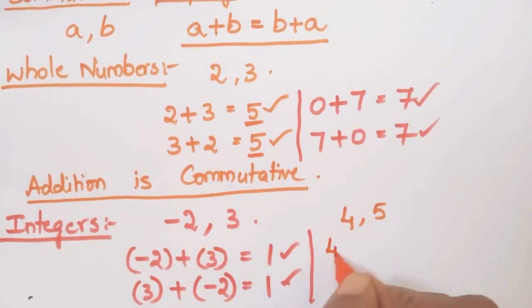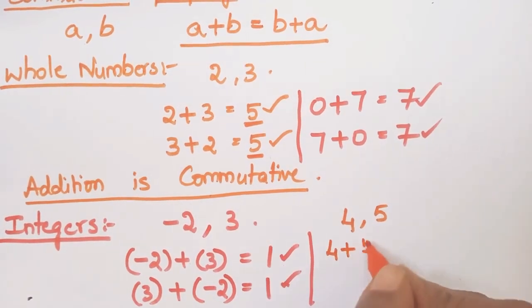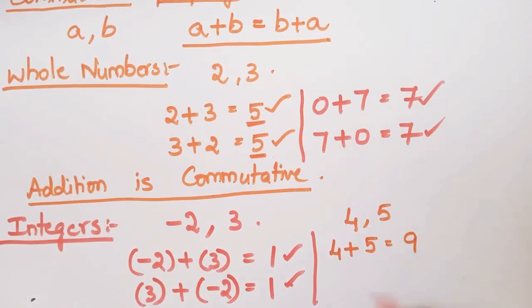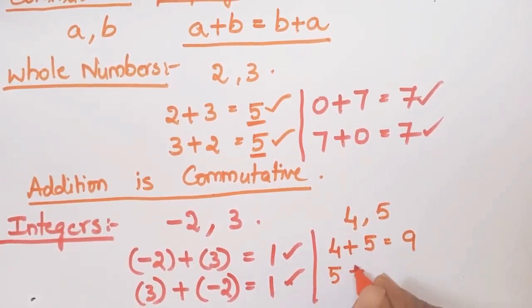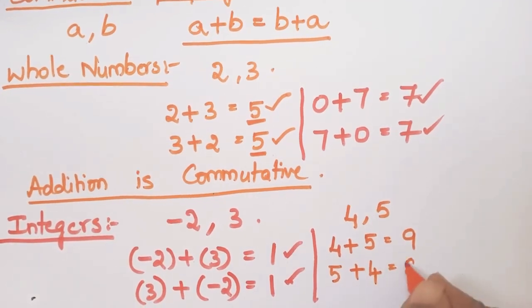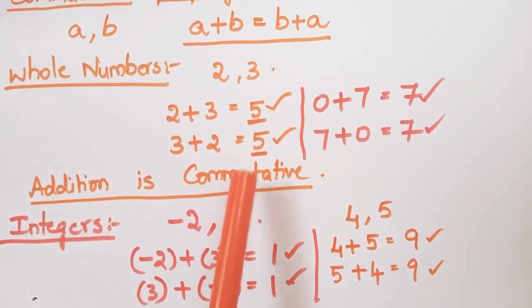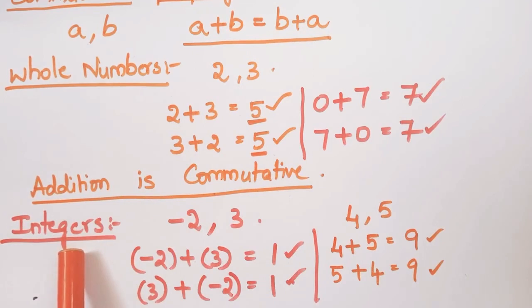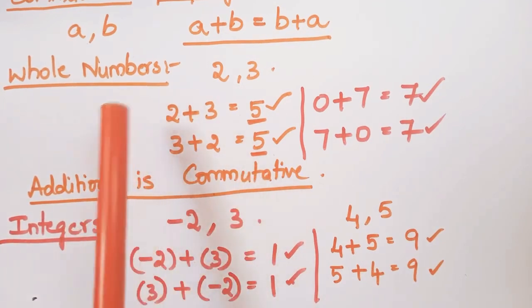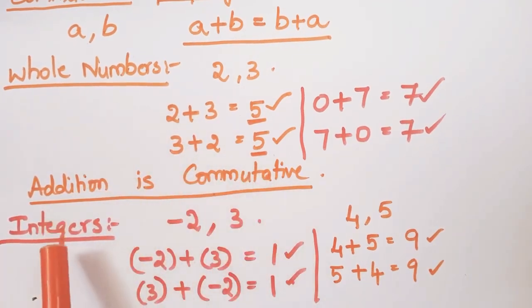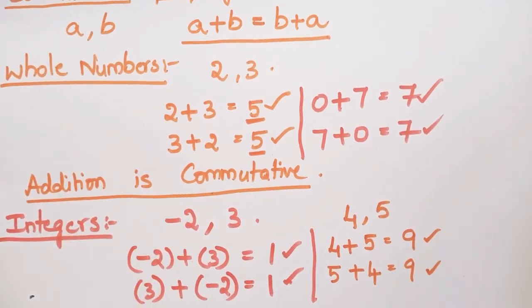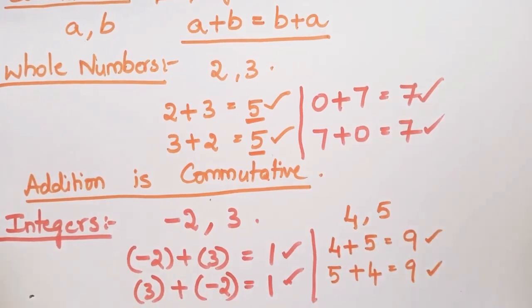So let me first do A plus B, which gives me 9. And again, when I reorder the numbers, that is 5 plus 4, then also I'll be getting 9. Therefore, we can say addition is commutative even for integers. So addition is commutative for whole numbers and addition is commutative for integers also. Now let us check whether it is commutative for rational numbers.